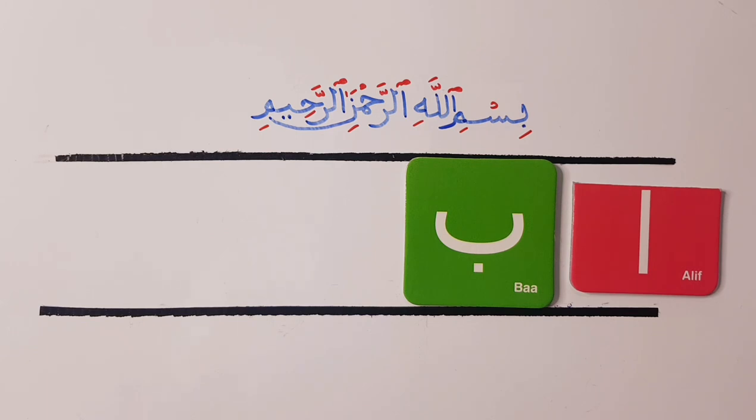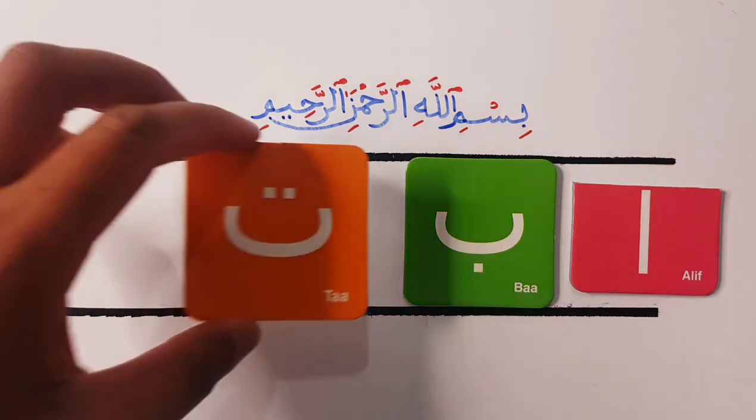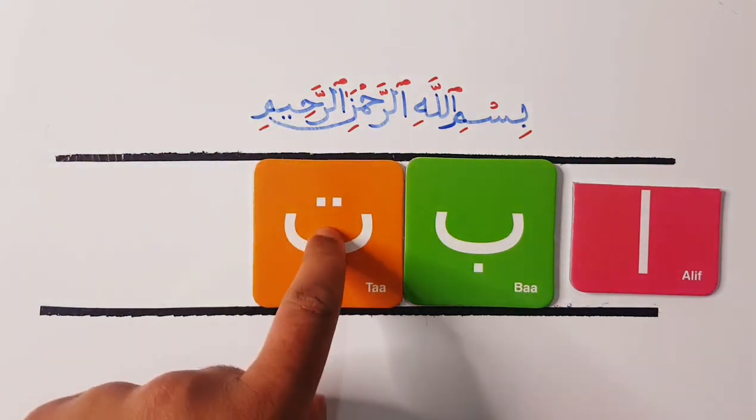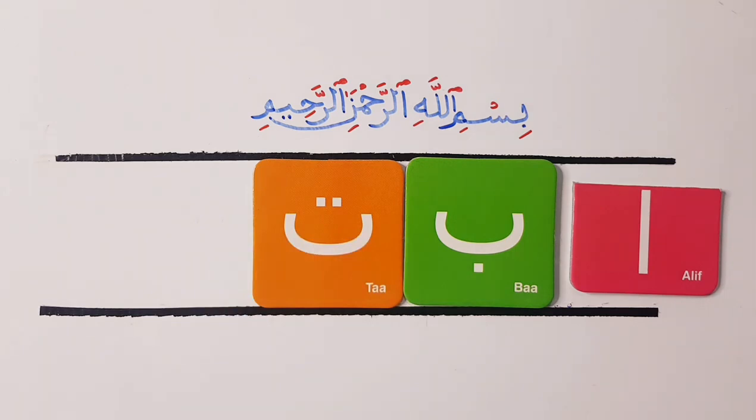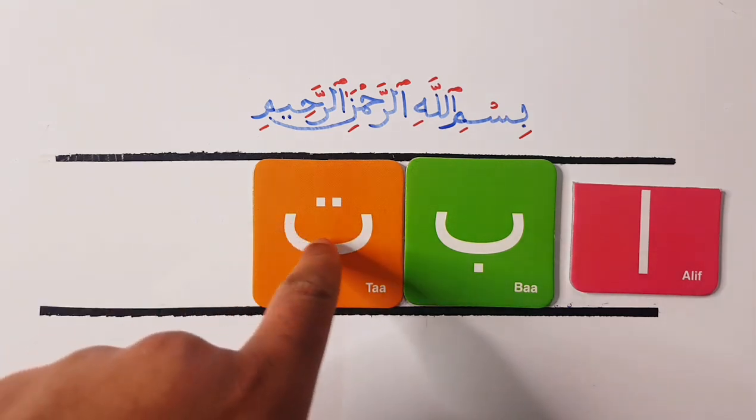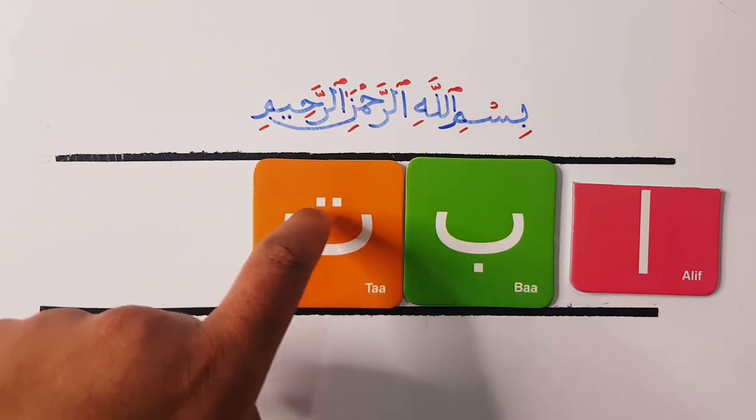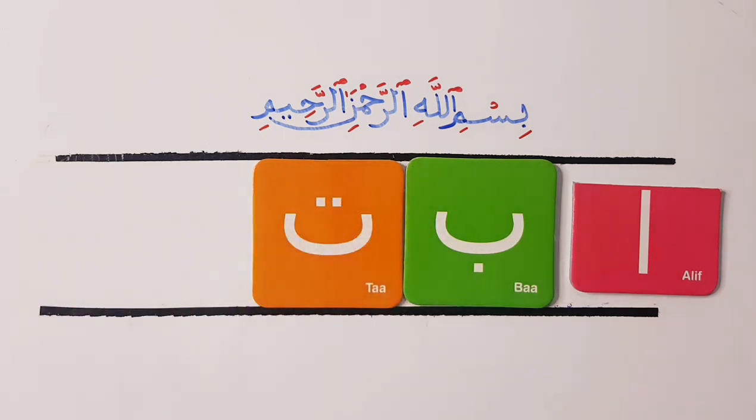So after ba, the next letter is ta. Notice how the shape is exactly the same as ba. It's written exactly the same way. Only difference is it has 2 dots at the top. So we're going to say this letter 5 times. You need to repeat after me.